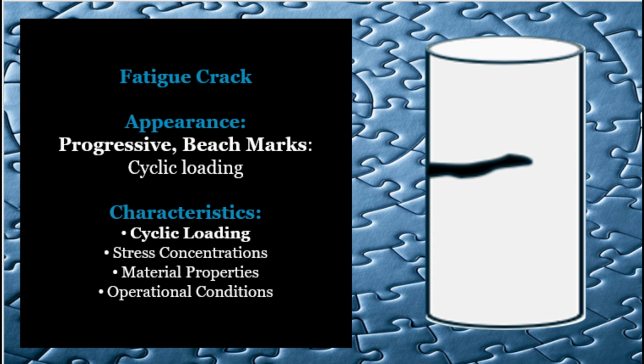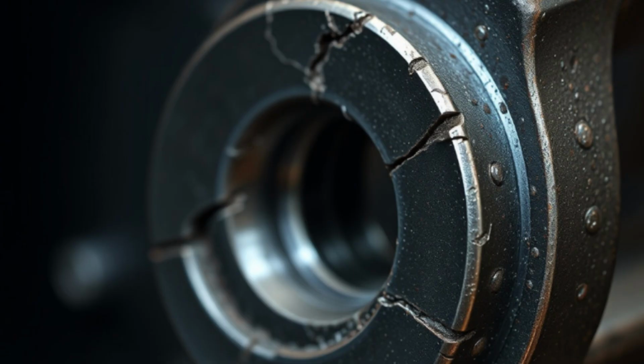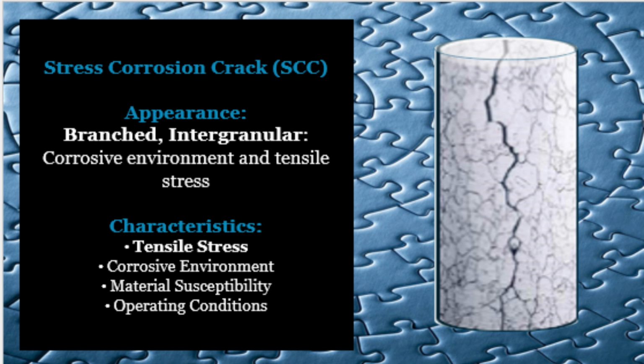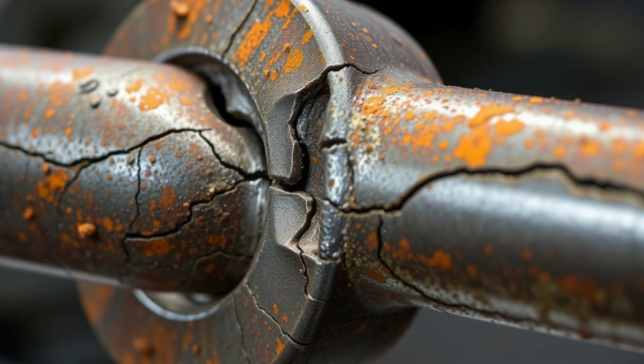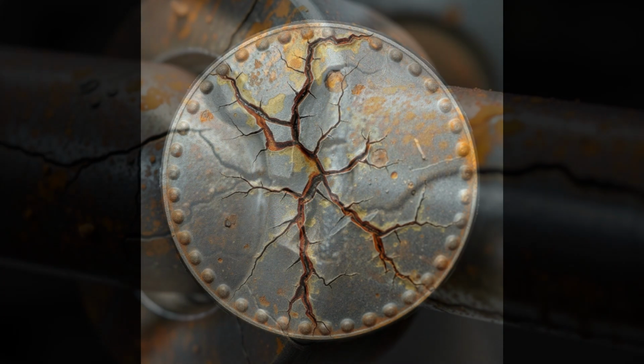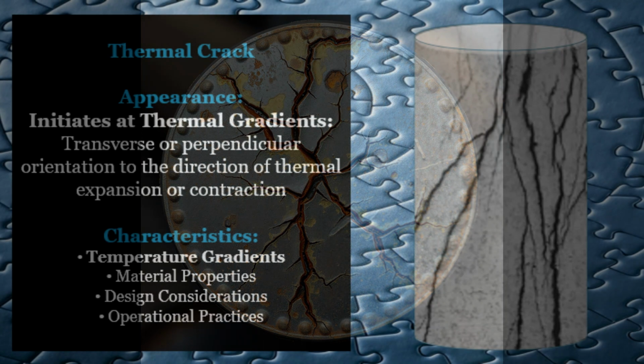Fatigue cracks develop over time due to cyclic loading. You might notice beach marks or striations on the surface, showing the repetitive nature of the crack growth. Stress corrosion cracking, or SCC, is a unique type where cracks form from a combination of tensile stress and corrosive environments. These appear as branched, intergranular cracks with evidence of corrosion.